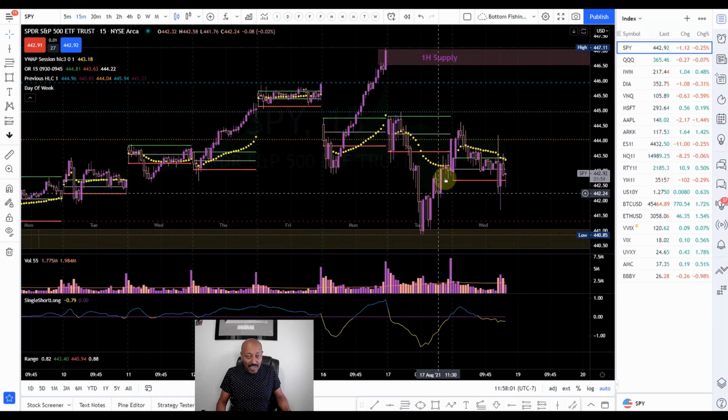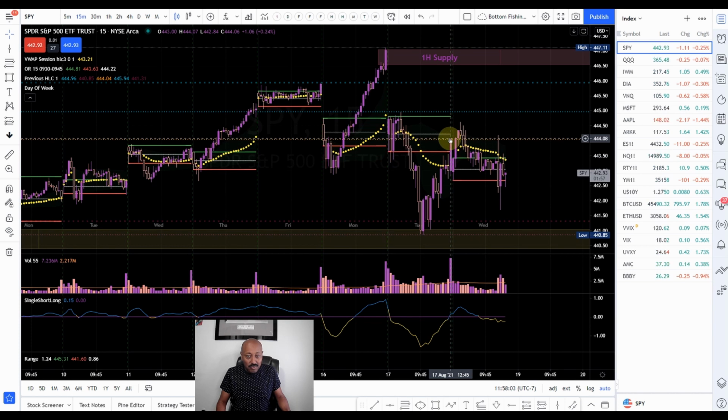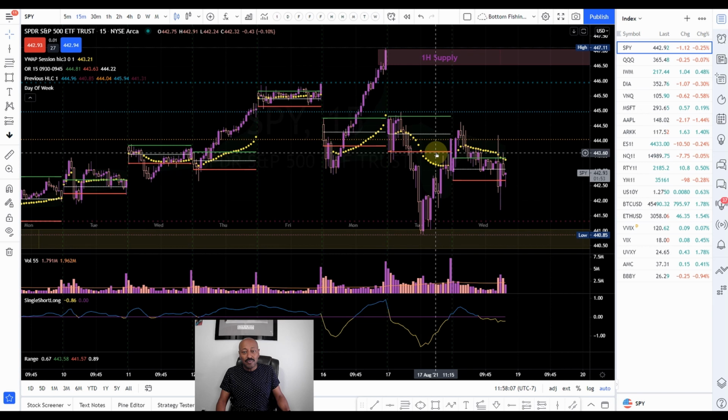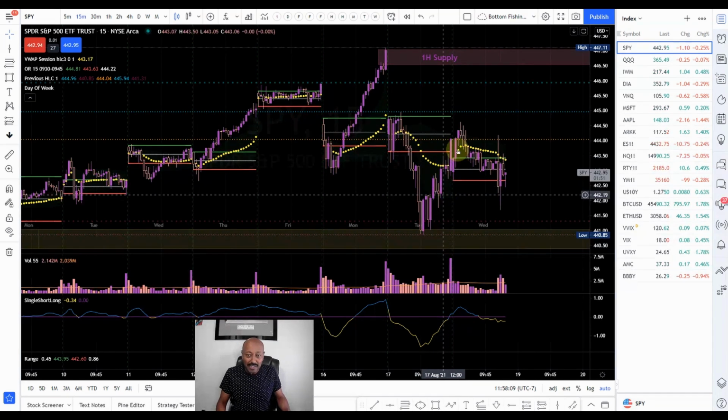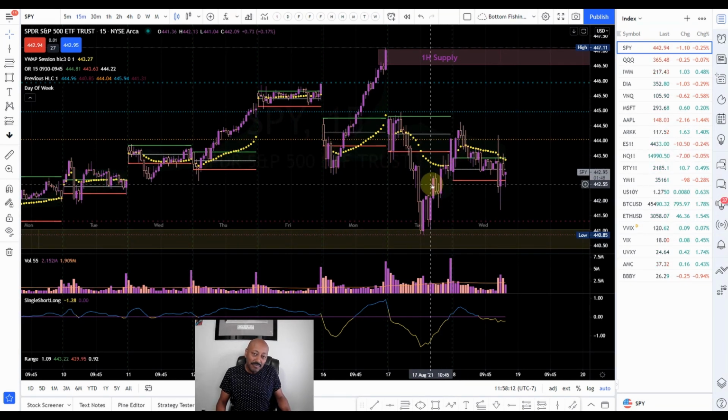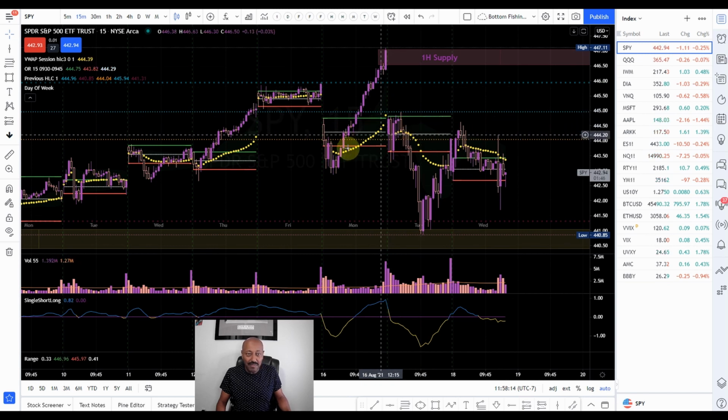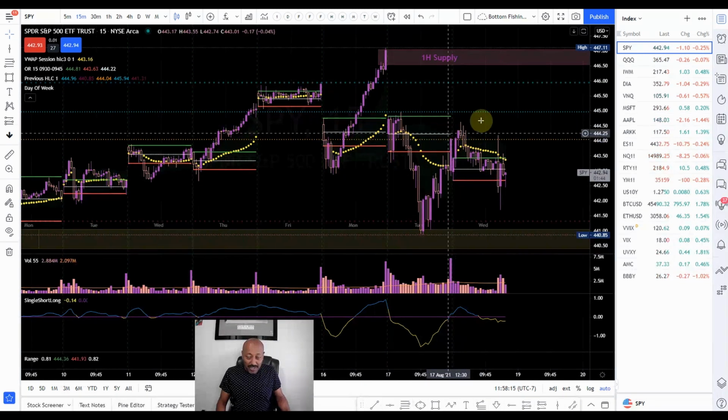So the 442.24 area, did you take advantage from that area to the close of yesterday? Almost a $2 move. This is something you should have taken advantage of if you're day trading. That's why you look at the 15-minute chart. So today, an inside day.